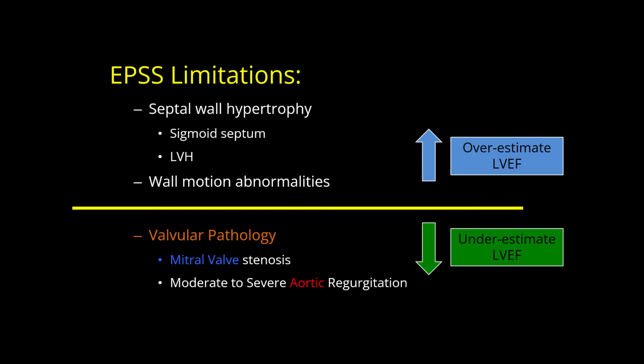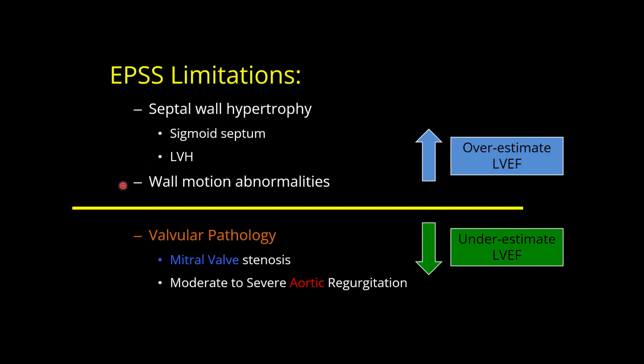Although EPSS is excellent and probably the most used way to measure ejection fraction for point-of-care ultrasound, it does have limitations. First off, if your septal wall is hypertrophied for any reason, such as a sigmoid septum that usually comes with advanced age, also known as basal septal hypertrophy or septal knuckle, or LVH from longstanding high blood pressure, this will falsely lower the space between the E point and the septum and overestimate the ejection fraction.